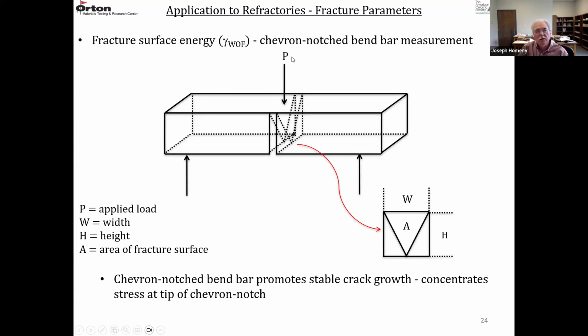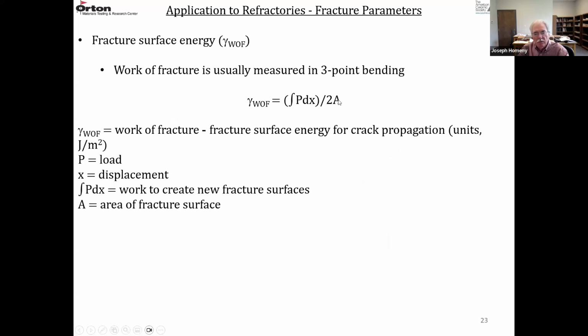So this is usually measured in what's known as a chevron notch bend bar. You cut a notch and leave this pointed or triangular ligament. Area A is still intact, and you cut away these two triangles on either side of A. It's 3-point bending. You have your lower knife edges and your top loading point. P is the applied load, W is the width of the sample, H is the height, and you have to measure this area A. Well, that's the area in this equation right here.